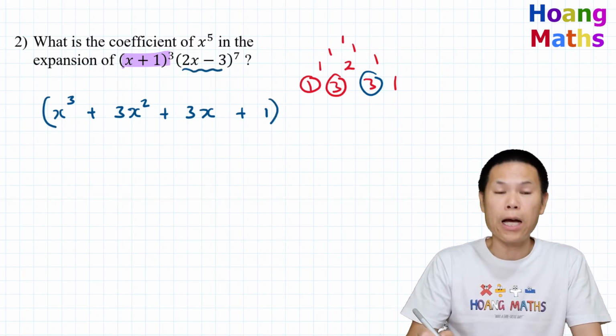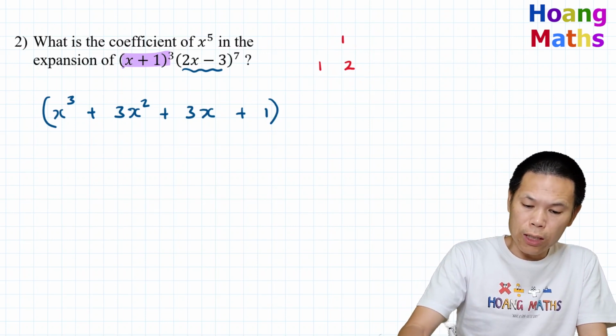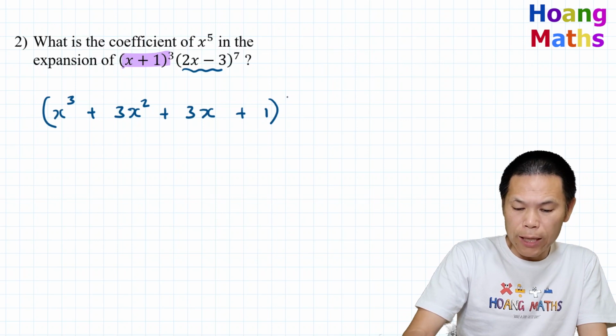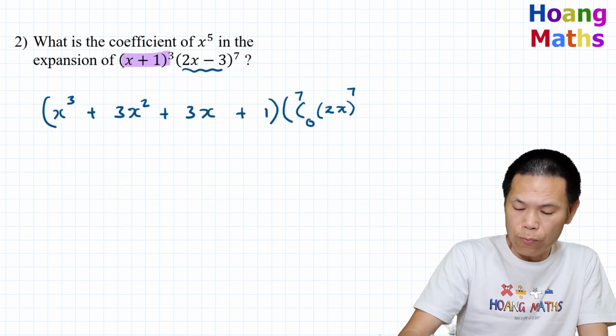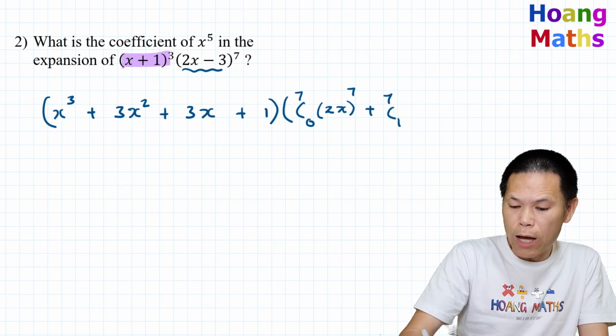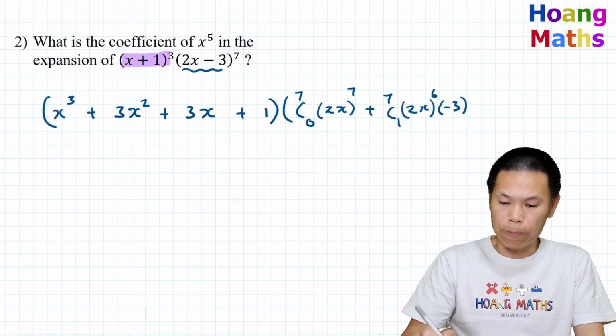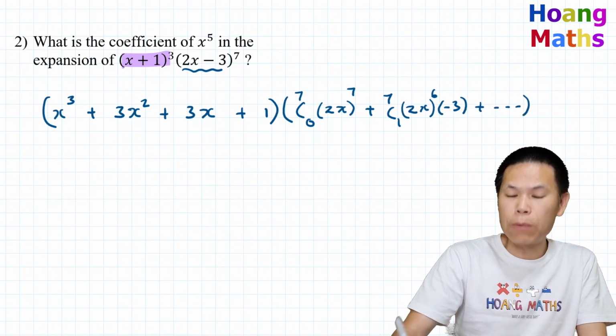So now this one here is (2x - 3) power 7. Let me just clear this first. To expand that, that will give me 7c0, (2x) power 7, and negative 3 power 0, so it still gives me 1. So we add 7c1, (2x) power 6, and then times by negative 3 power 1. And then we add, and so on. Okay, so keep that in mind.